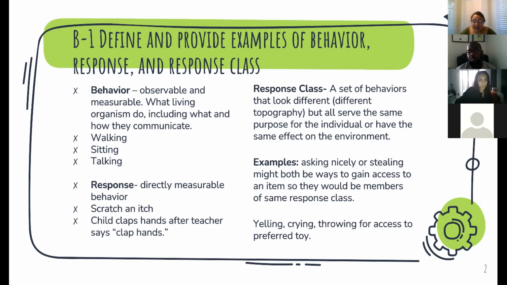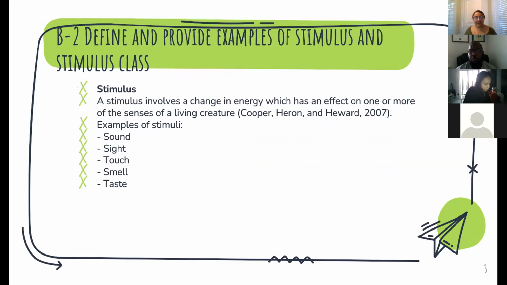So examples can be asking nicely or stealing, which might both be ways to gain access to an item. So they would be members of the same response class. Examples: yelling, crying, or throwing for access to a preferred toy. Okay, so that one's pretty easy. And then the next one is B2.